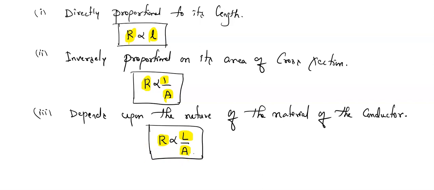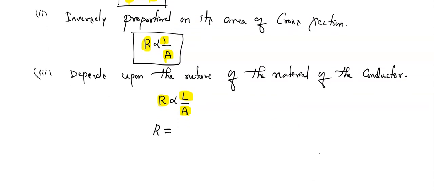Now I want to remove this proportionality symbol. Then what you should write is equals to. Whenever you remove this proportionality symbol and write equals to in its place, you need to use one constant. Here also we are going to use one constant that is called rho. That is rho into L by A. So resistance is equals to rho into L by A.